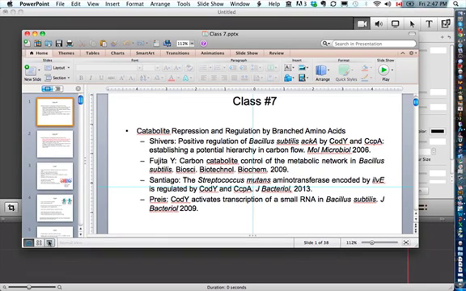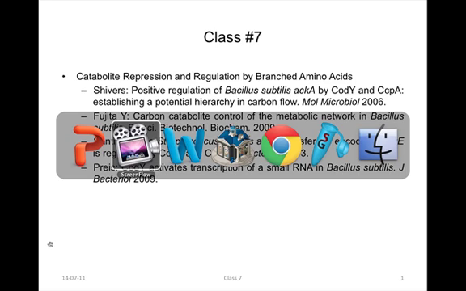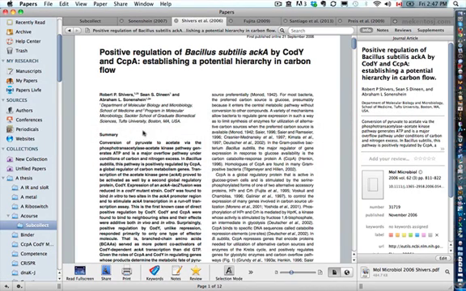All right, so in this class I'm talking about catabolite repression and regulation by branched amino acids. I'll just look at the papers. The first paper I'm going to talk about is on Bacillus subtilis, and it's about the acetate kinase gene and how it's regulated by CodY and CcpA. This is done at Tufts University in Boston.